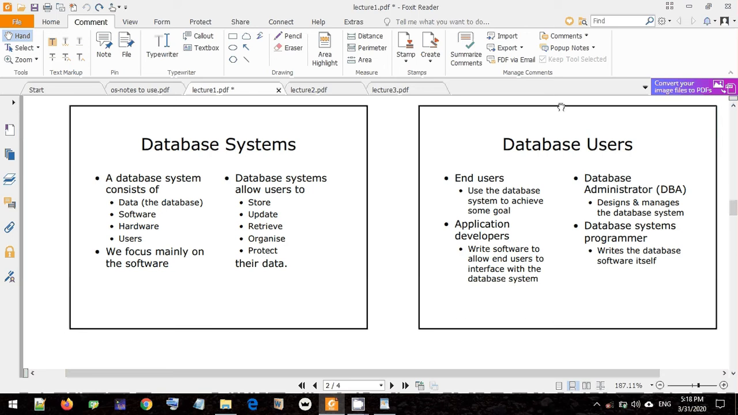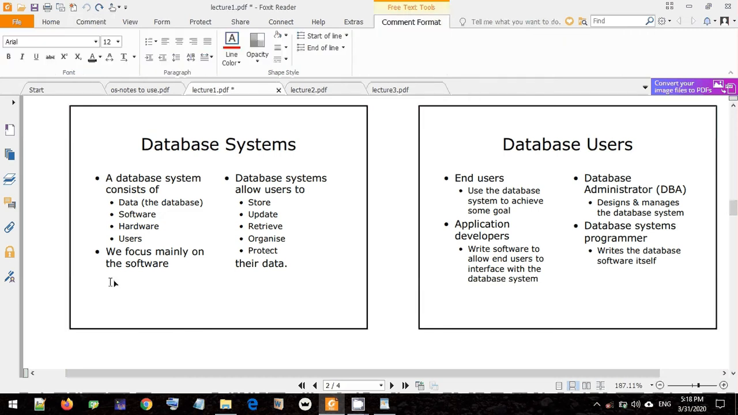Now, a database system consists of four main elements. The first one is data, which is the database itself. Then the software that we install that will help in the management of the database, the hardware in which we install the software, and finally the users, the people who use the software to gain access to the database. But we shall focus mainly on the software. When we talk of software here, we're talking of the database management systems. It could be Oracle. We'll look at this after this.